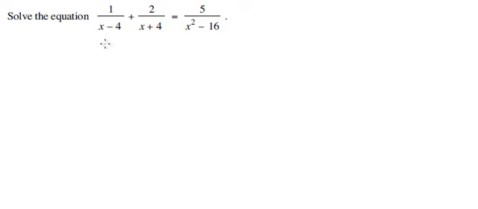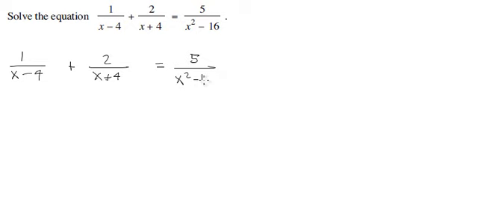Another big rational expression to solve. This has three terms, so cross multiplication is out. Just going to recopy it, and then we'll start thinking about a common denominator. 2 over x plus 4 equals x squared minus 16. Okay.